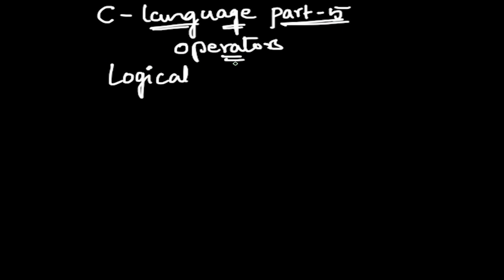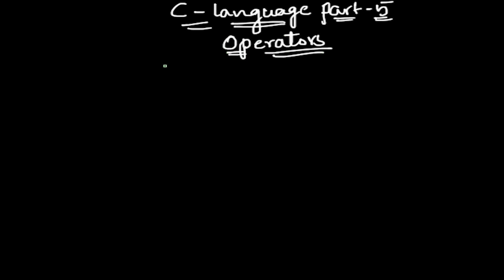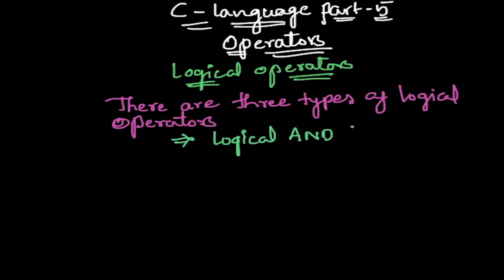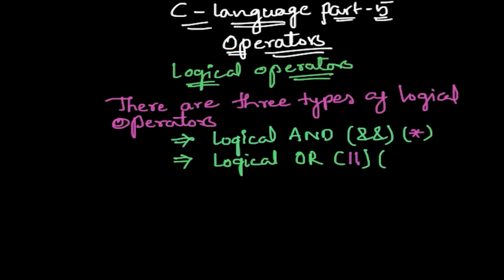Dear students, today we will discuss C language part 5 operators. In last class we have completed arithmetic and relational operators. Now we will discuss logical operators. So here there are three types of logical operators: logical AND, logical OR, logical NOT.